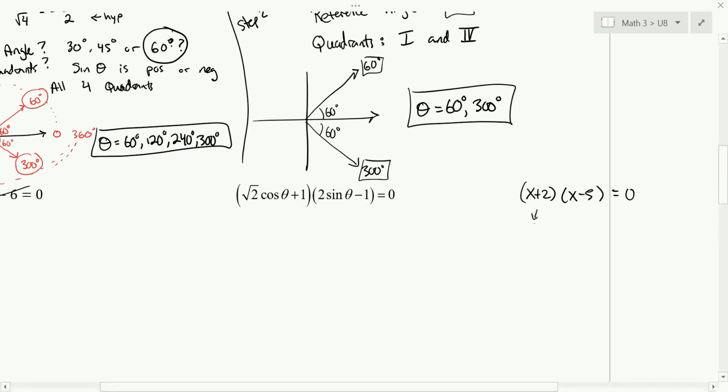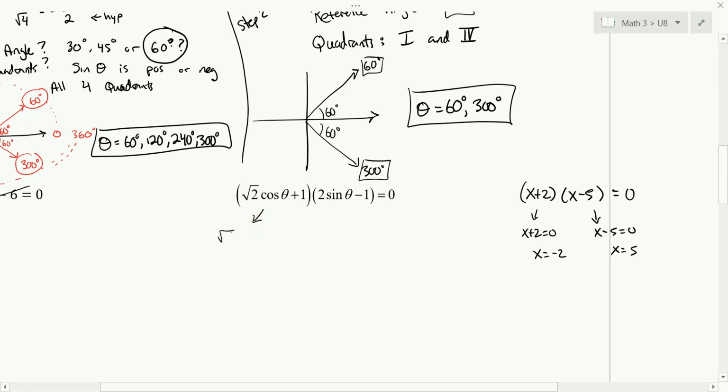You'd set each one equal to 0. You'd say x plus 2 is 0, and x minus 5 is 0, and then solve them separately and say, well, x is negative 2 and x is positive 5. You've done that a lot, right? That's what's happening here. You're just not used to doing it with trig, but it's factored already for us. And so what we want to do next, don't distribute it. That makes it more complicated.